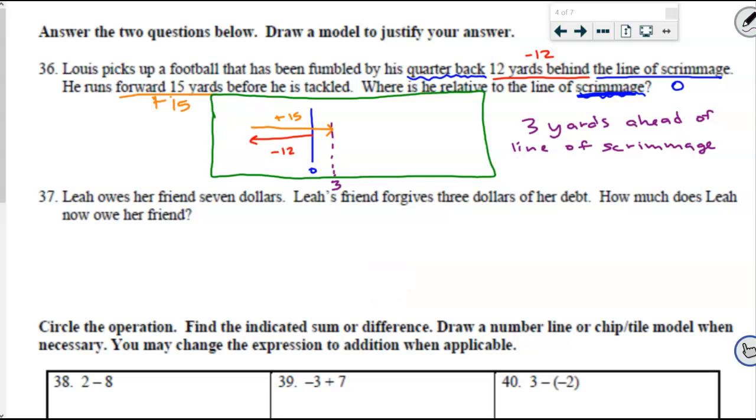What that really would be is 15 plus a negative 12. Oh, I did that backwards. I'm sorry. Negative 12 plus 15 is equal to a positive 3. The next one is a fun one.